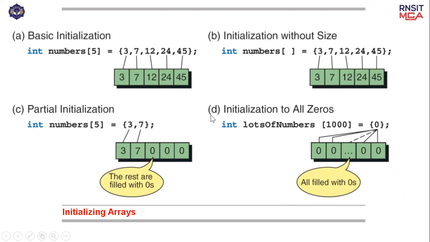Next one is initializing all the elements to zeros. If you have an array of, say, 1,000 size, you just write 0 in curly braces and a semicolon, and all the elements get initialized to 0. This is one variant where you can initialize all the elements to 0.